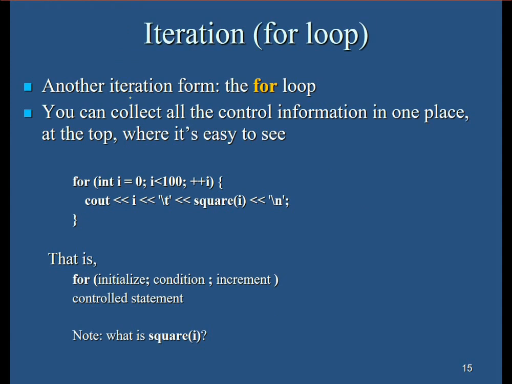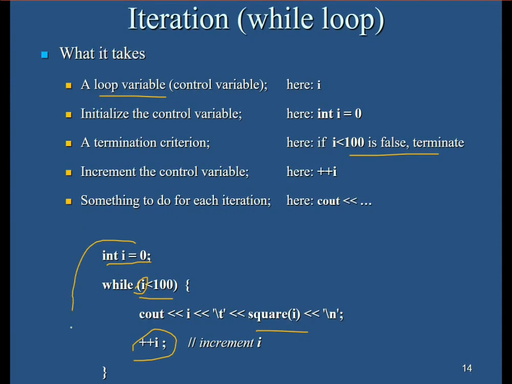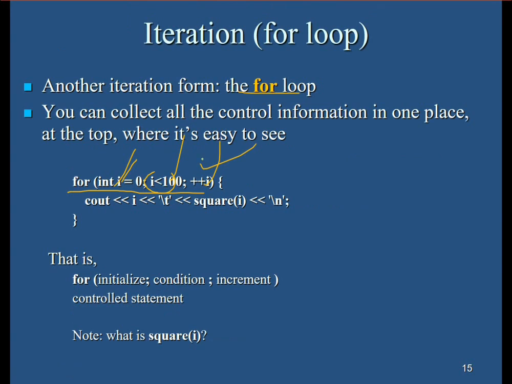There is another famous and most widely used iteration loop, which is the for loop. So you can collect all the control information in just one place at the top, where it's easy to see. One line: this is initialization, this is condition, and this is increment. Or this is initialization, this is termination, and this is increment. The same stuff which we have done with while can be easily converted to a few lines, in a similar clean fashion, by the for loop.